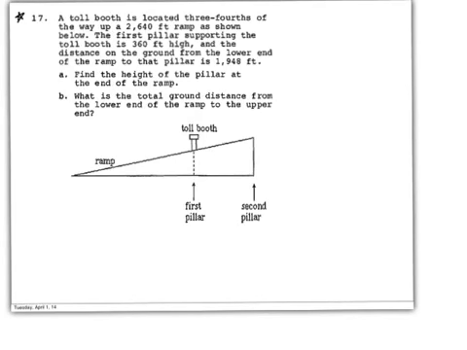Okay, this is number 17 from the other review packet, the second part of the review packet I gave you tonight. It says a toll booth is located 3/4 of the way up a 2,640-foot ramp as shown below. So let's get those numbers on there real quick. The whole ramp, I know, is 2,640 feet. And I know the toll booth, which is here, is 3/4 of the way.